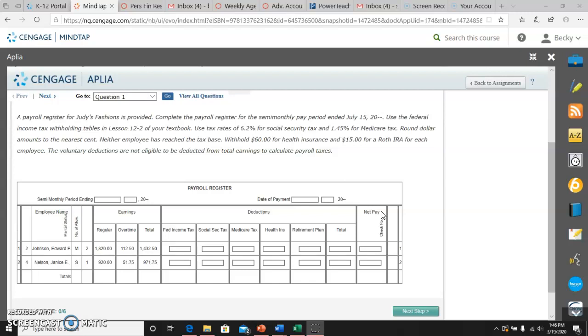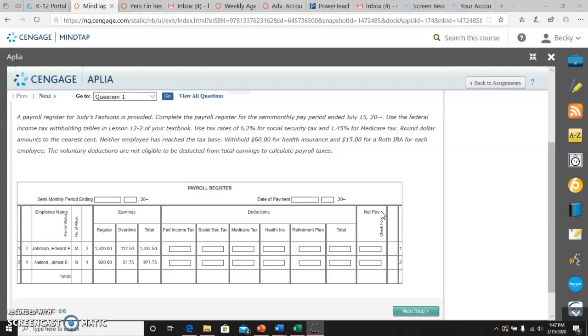Neither employee has reached the tax base. That helps make it easy for us. And then it says to withhold $60 for health insurance and $15 for a Roth IRA for each employee. Read that carefully when you're doing problems, if it's each employee or one or the other. The voluntary deductions are not eligible to be deducted from total earnings to calculate payroll taxes. That just really means that it's not a tax advantage deduction, and we don't care for our purposes.